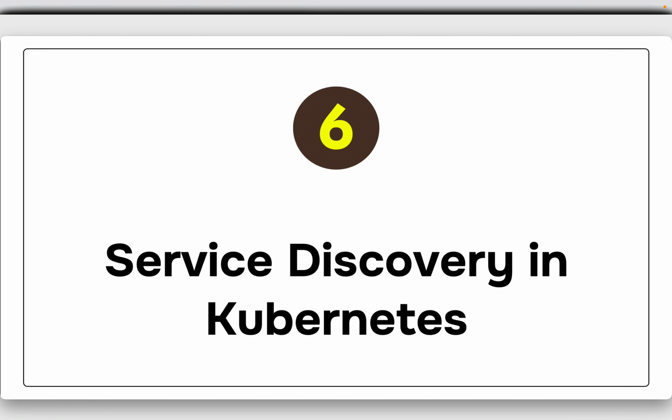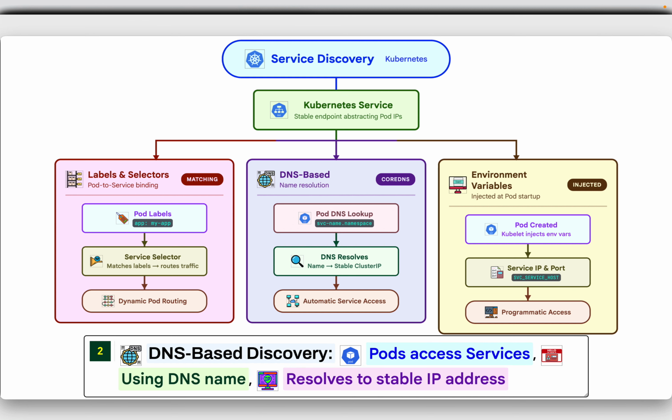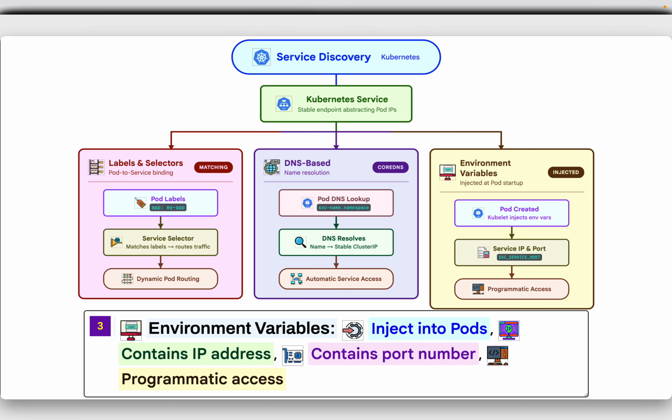Sixth topic is service discovery in Kubernetes. Kubernetes uses labels and selectors to associate services with the pods they represent, ensuring proper routing of requests. Kubernetes supports DNS-based service discovery, where pods can access a service using its DNS name, which resolves to the service's stable IP address. Additionally, Kubernetes can inject environment variables into pods containing the IP address and port number of a service, and thus it allows for programmatic access to the service.